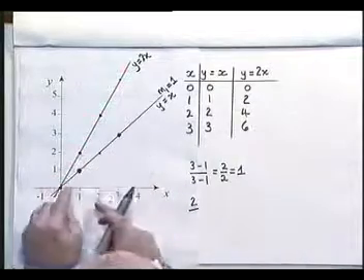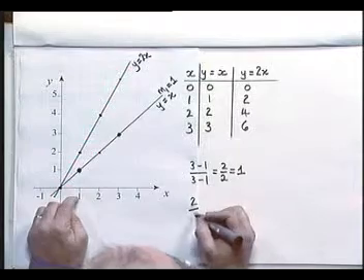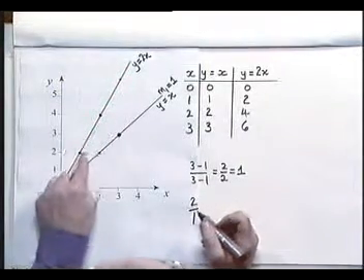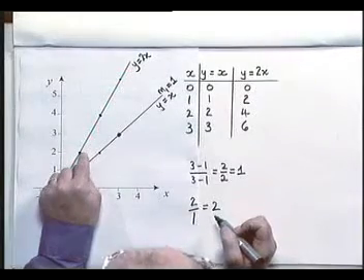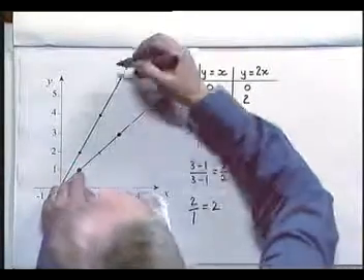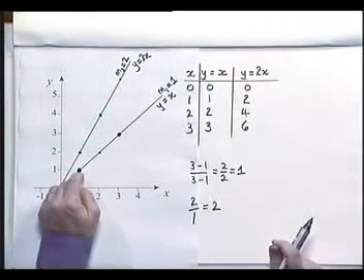The change in x, well, x changes from 1 to 2, so the change in x is just 2 minus 1, or 1. So the slope of this line is 2. Let's call that m2. It's the slope of the second line. Let's write m2 is 2. Okay, let's do one more.